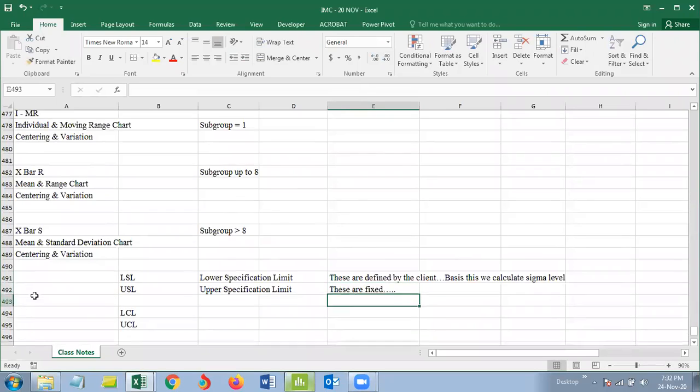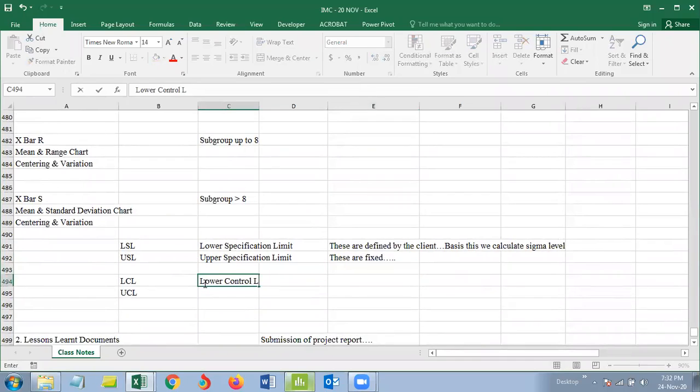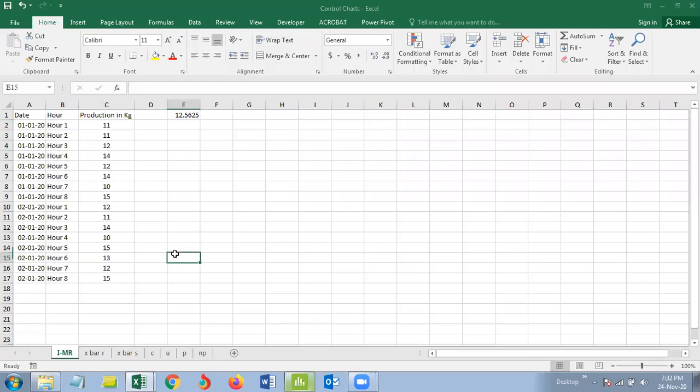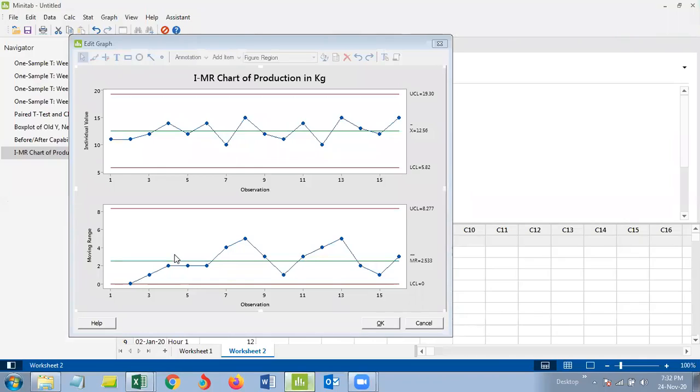But the ones we are talking about now are the lower control limits and upper control limits. These are created from the data itself. The data creates them. As data changes, these will also change. So these are not fixed. They keep changing with the data, control limits. I'll quickly explain why, so that we know the basic concept. Yes, during interviews, this can also be asked: why do control limits vary? Why do they change? They are not fixed. The USL and LSL are fixed because they are given by the client. But these are control chart control limits, and these change. If the data changes, these limits will change. Bottom line, keep this in mind. How does it work?